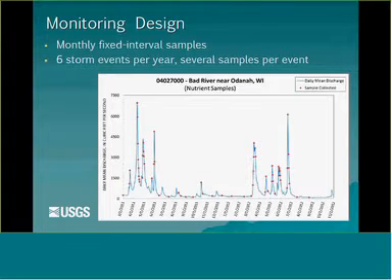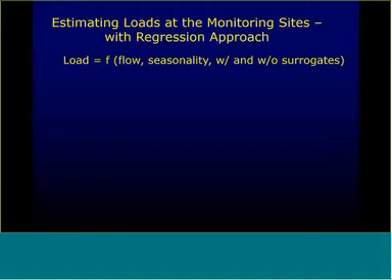So here's one of the sites. You can see the samples that we collected over the hydrograph, and we covered it very well. This is for the Bad River flowing into Lake Superior. But some of our other sites, we didn't cover the curves so well, and so the regression approach was even more important there. Now in estimating loads, like I said, we were going to use the regression approach. What that is saying is that we're going to compute loads as a function of flow, seasonality, and to that what we wanted to do is to add these surrogates.